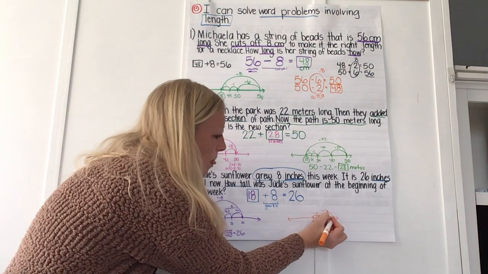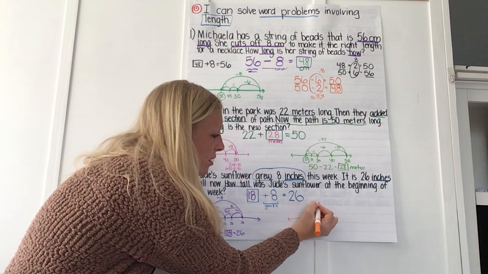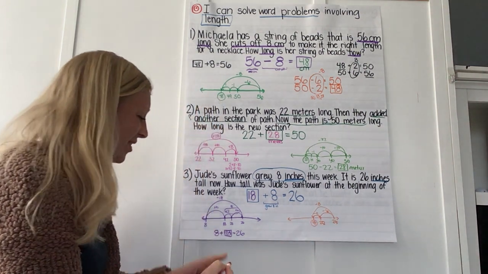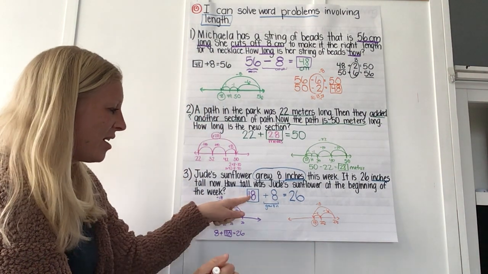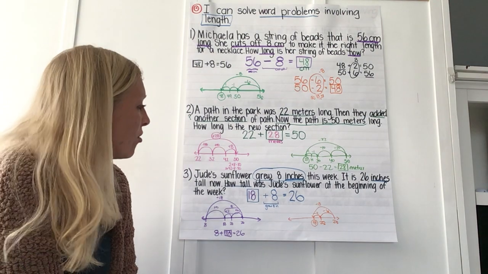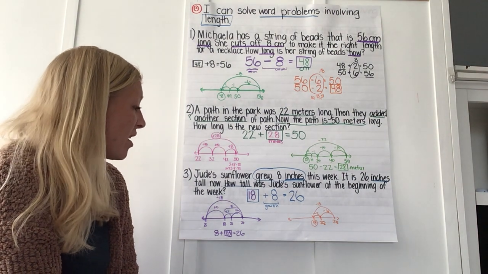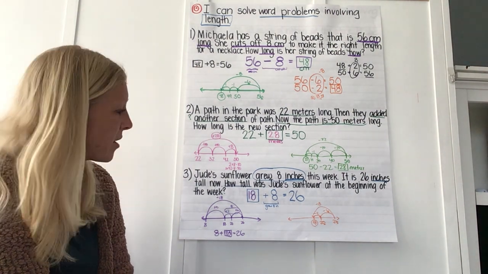18. What do you notice? It's the same as that. 18 inches is how tall that sunflower was at the beginning of the story.